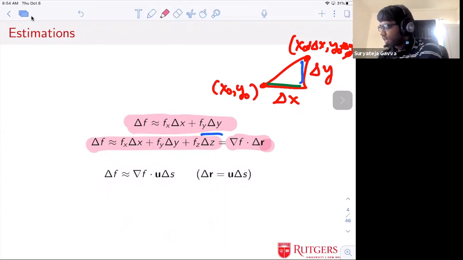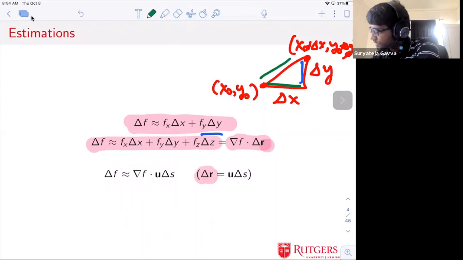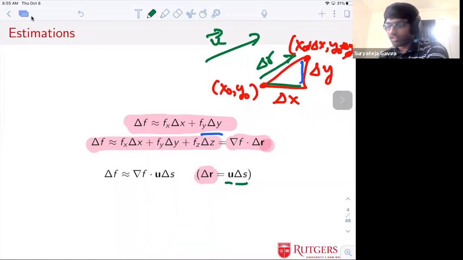And delta r is the vector change. This is the delta r vector. You can see that the vector is nothing but the direction, the unit direction u, times the magnitude of that vector. So delta s is the magnitude of that vector, and you can write it as the direction times the magnitude. That's why delta f turns out to be the gradient times u delta s.